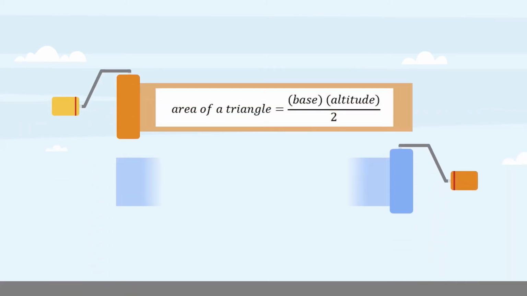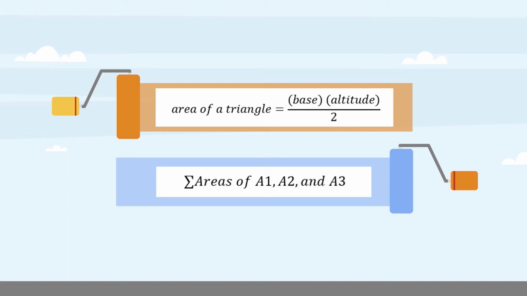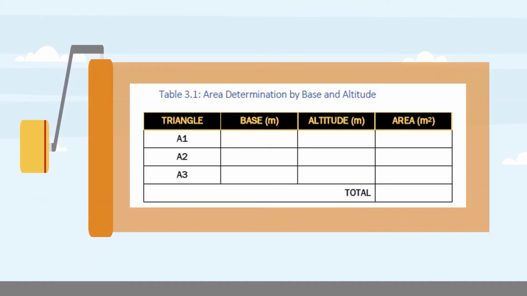Now, let's proceed to the calculations of data. To get the area of the triangle, divide the product of the base and altitude to 2. To determine the whole area of the polygon, take the summation of areas of A1, A2, and A3. And for the last step, record the length of the base, altitude, and calculated area on Table 3.1, namely, area determination by base and altitude.